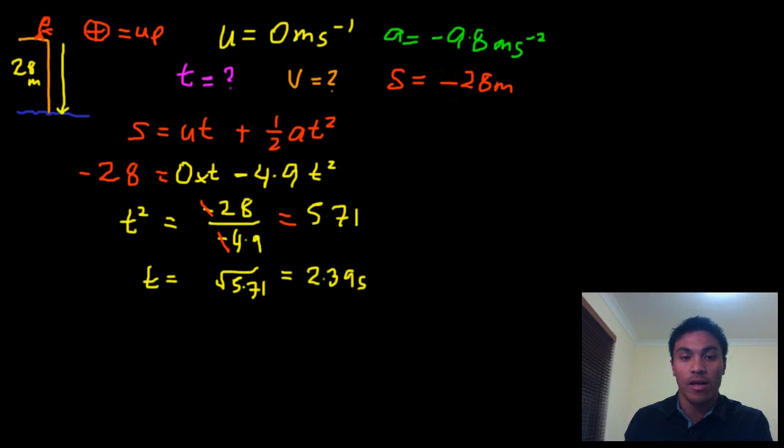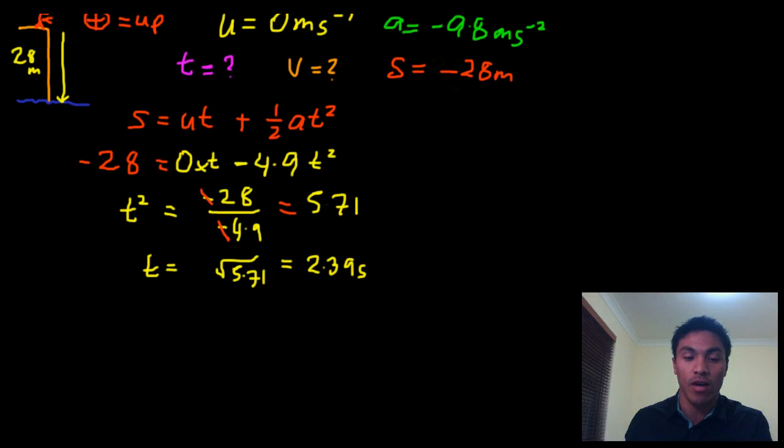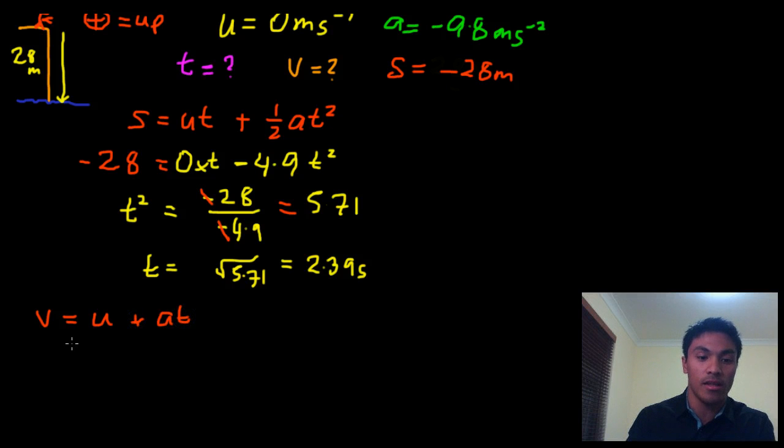Now the next part of the question is we want to find out how fast the person is going to be going. That one's quite easy because we've already got a really easy equation. We found out the time, how long it takes for him to reach the bottom. So our next equation is going to be v, because we want to find out the final velocity, equals initial velocity plus the acceleration multiplied by the time. Okay, which is very logical.